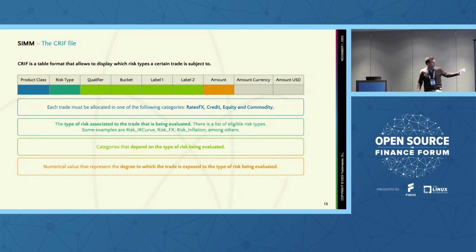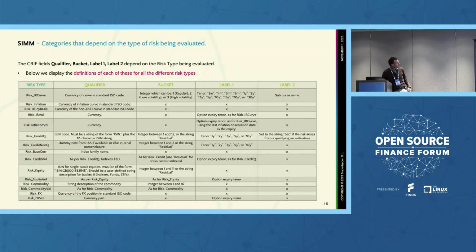Going into more detail on this, depending on the risk type, CRIF is asking us to fill out a set of parameters that need to be included to be able to calculate SIMM. So, for example, for the risk IR curve, we need to complete all the different columns, specifically, for example, the tenor of the contract.